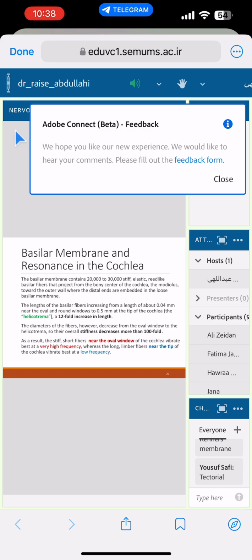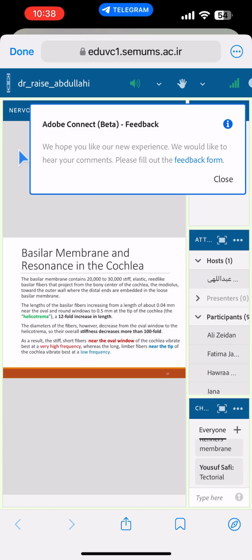Basilar membrane and resonance in the cochlea. The basilar membrane contains 20,000 to 30,000 stiff, elastic, reed-like basilar fibers that project from the modiolus toward the outer wall, where the distal ends are embedded in the loose basilar membrane.